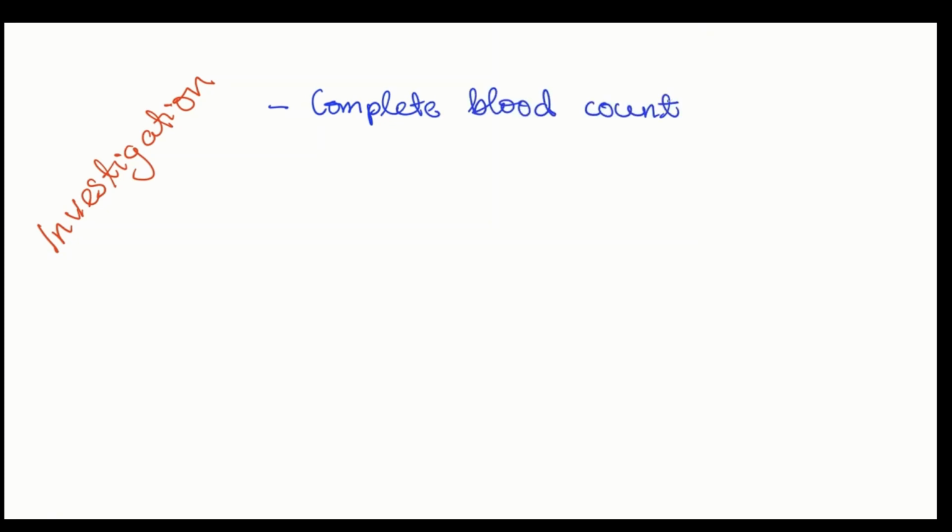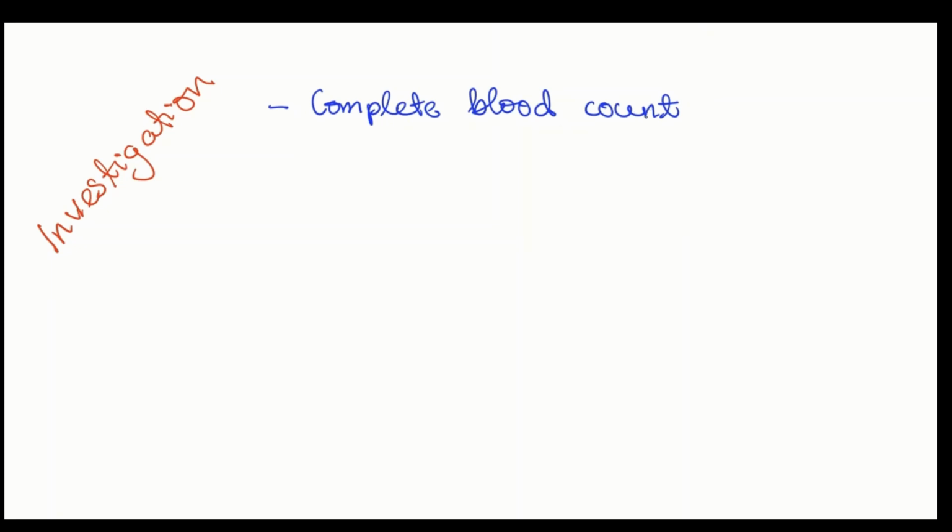So what investigations do you want to do in a patient with sickle cell disease? First off is your complete blood count. Remember when we talked about anemia, we said complete blood count is very important to do. And this would show low hemoglobin and high reticulocyte count. Once again, think back to the last video. Because red cell production is unaffected, reticulocyte count is high because the bone marrow is trying to compensate for the low hemoglobin by churning out red cells quickly.